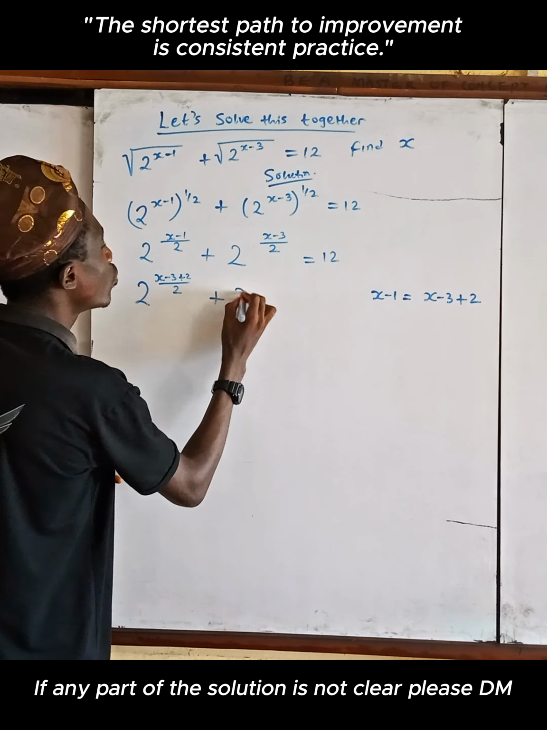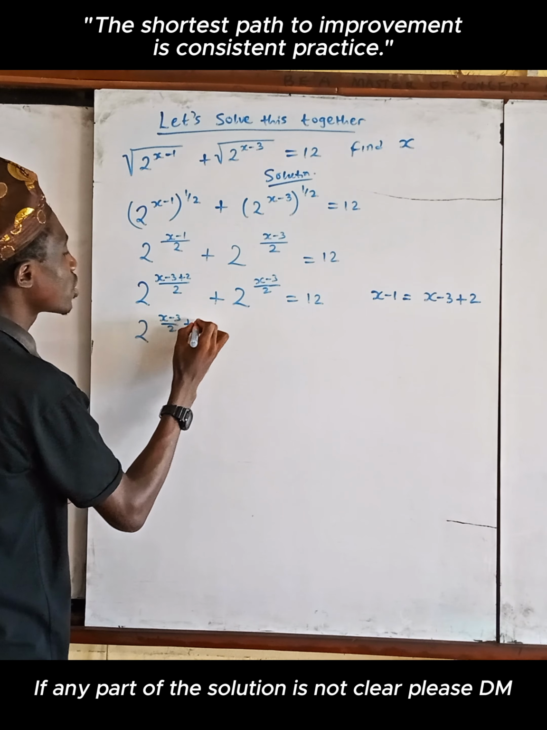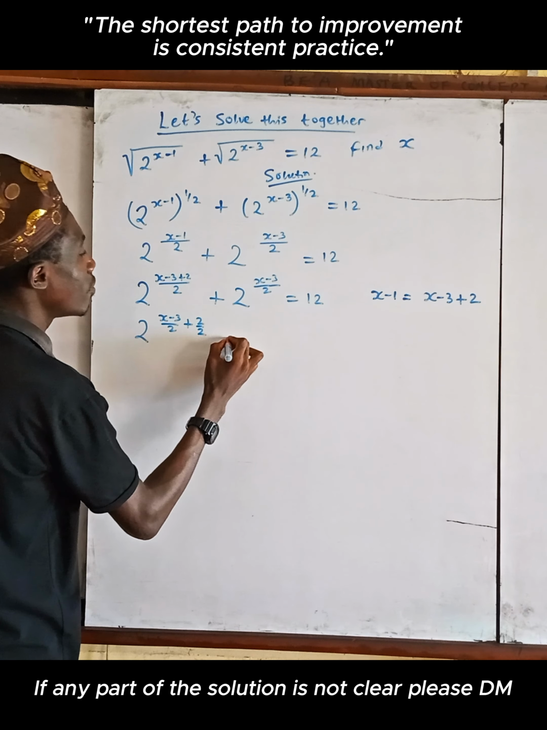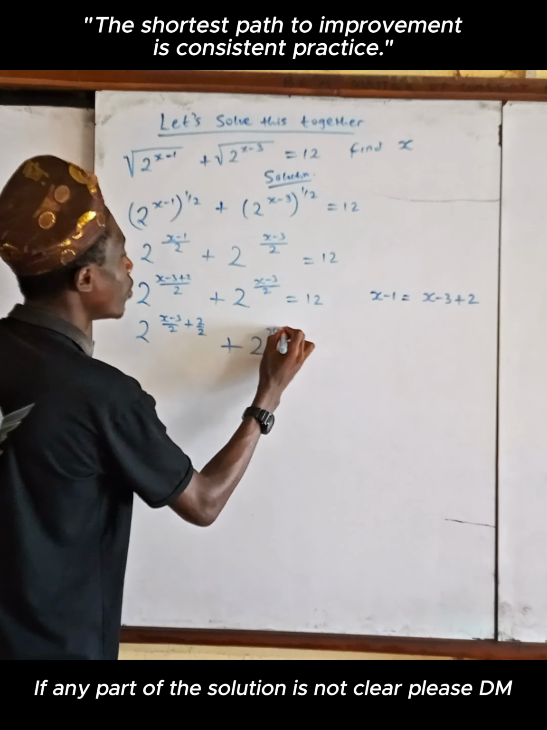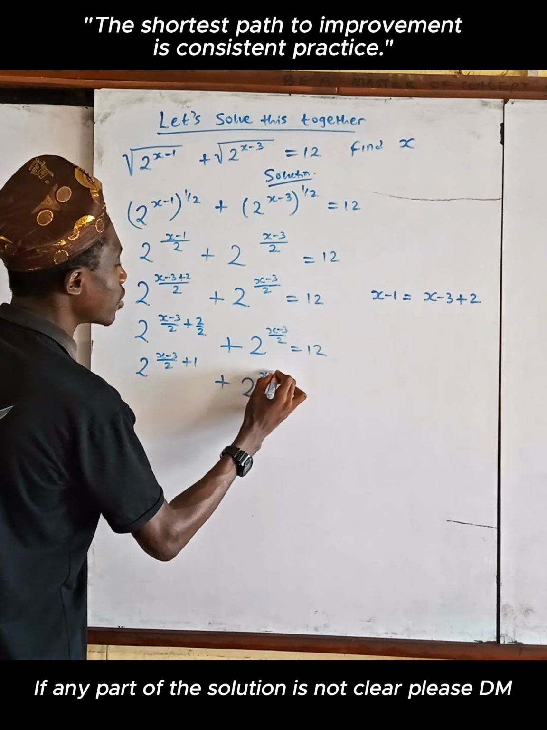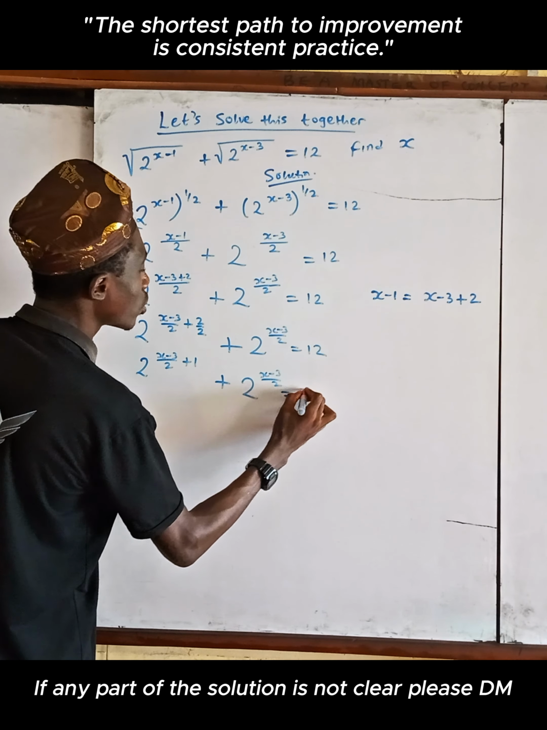So from this place, split this. It is only x minus 3 that I want to work on. So split this into this fraction. We have 2 raised to power x minus 3 divided by 2 plus 2 divided by 2, then we have plus 2 raised to power x minus 3 divided by 2 is equal to 12. This 2 we cancel, this 2 is going to be 1. So we have 2 raised to power x minus 3 divided by 2 plus 1 plus 2 raised to power x minus 3 divided by 2 is equal to 12.